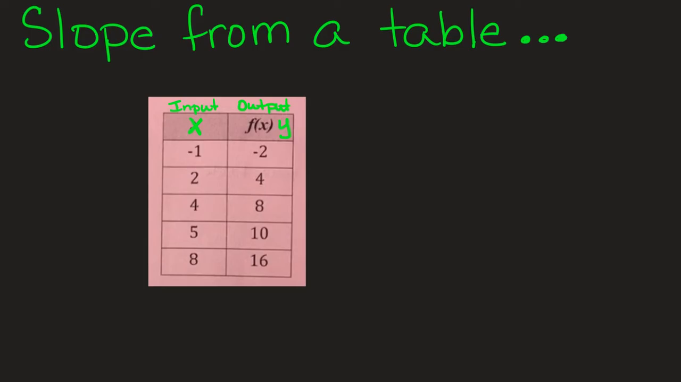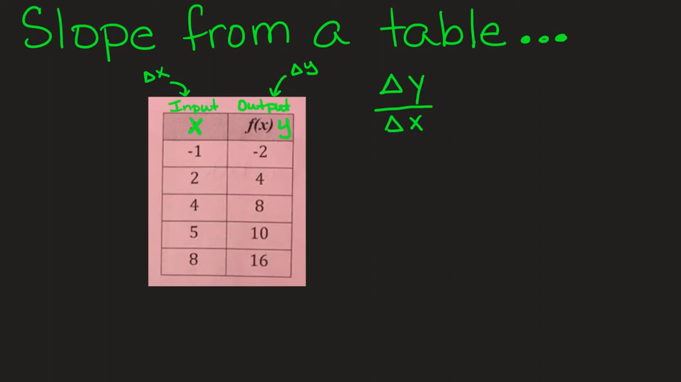To do slope from a table, we're going to use the symbol that looks like a triangle, which we say as change in. So it's going to be change in y over change in x, and I'll show you how to do that. That's what this means. The change in y column would be this one. This is where we're going to come up with the change in y. And we're going to use this column to come up with the change in x. It's pretty simple when you get the hang of it.